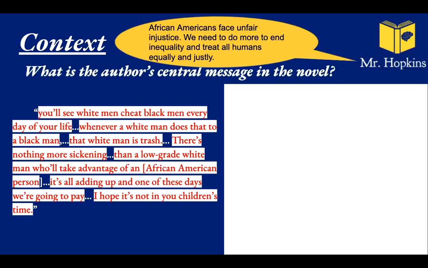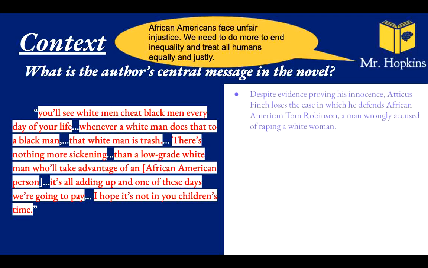Now, what context do I need to explain to my readers so that they would understand these quotes? Remember, I have to imagine that they haven't read the book. So they'd probably need to know that despite evidence proving his innocence, Atticus Finch loses the case in which he defends African American Tom Robinson. Tom Robinson was a man wrongly accused of raping a woman. He didn't do it. Atticus presents evidence to suggest that he didn't do it. And Tom Robinson is still found guilty, highlighting the racial injustice at the time.